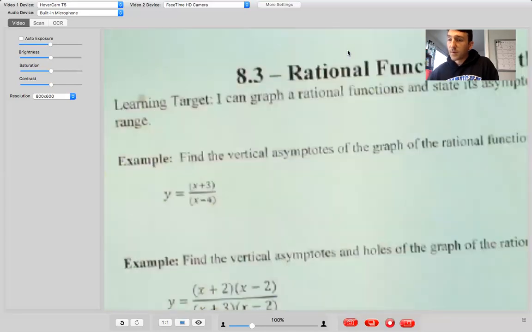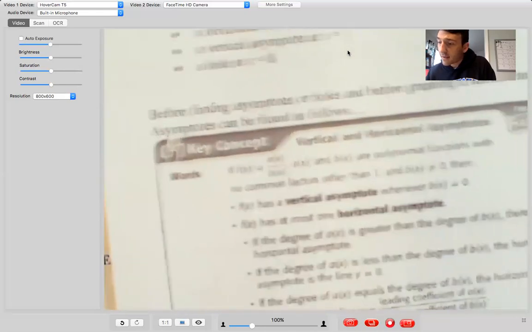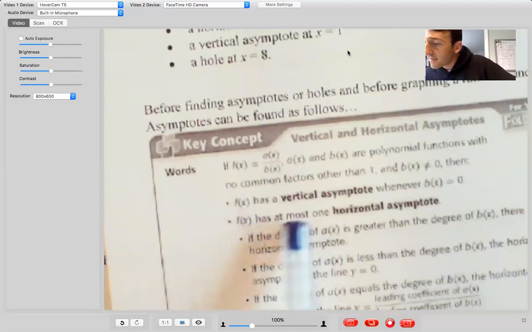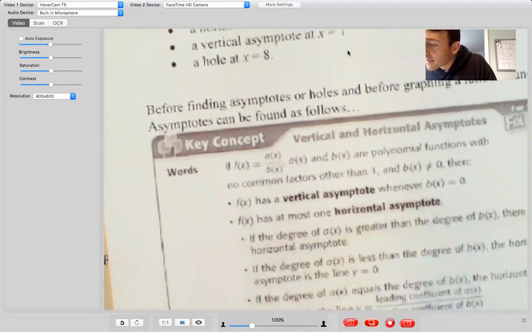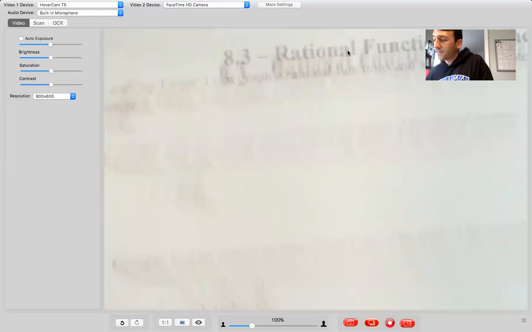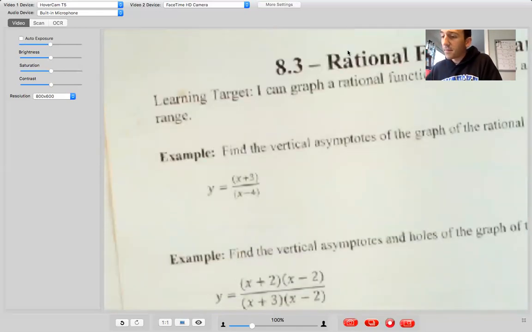So on page 1 of our notes, there's this informational part, and it says, with regard to vertical asymptotes, f of x has a vertical asymptote whenever b of x equals 0. So that just means b of x is the denominator, so where the denominator is 0. So we're just focusing on the x minus 4 part.